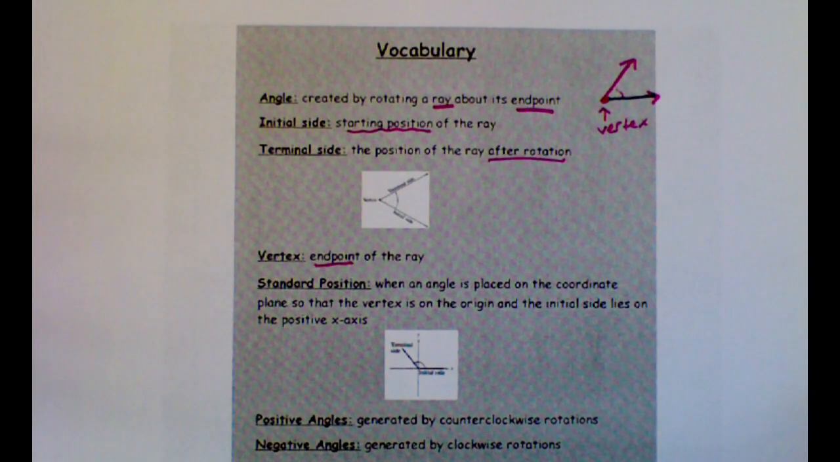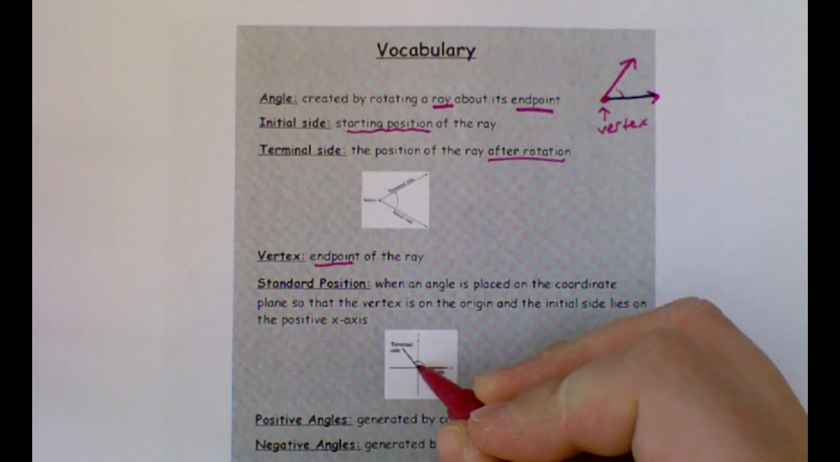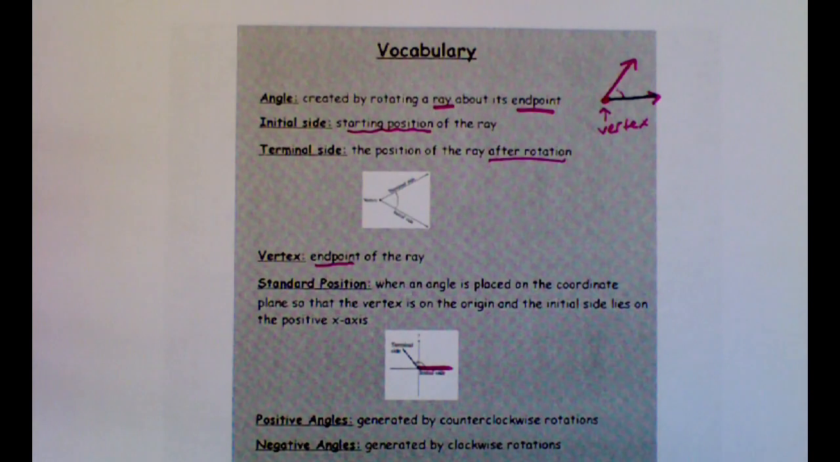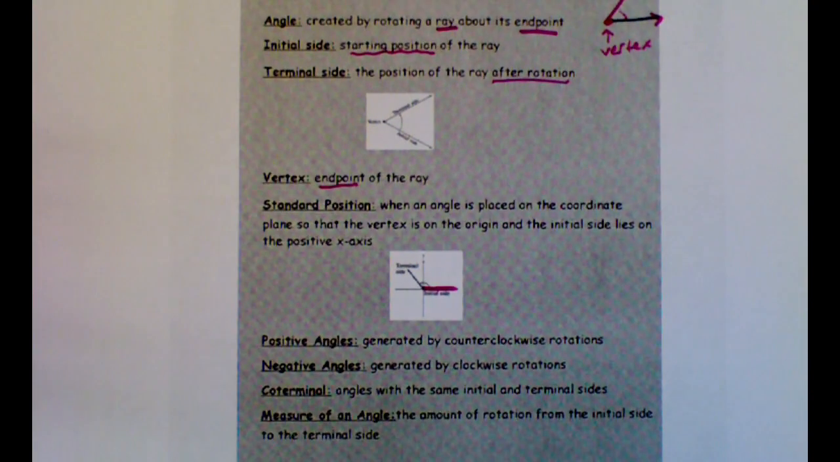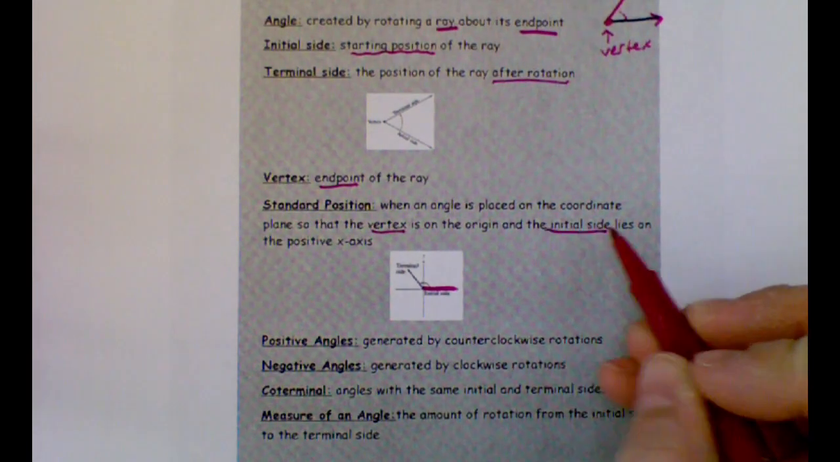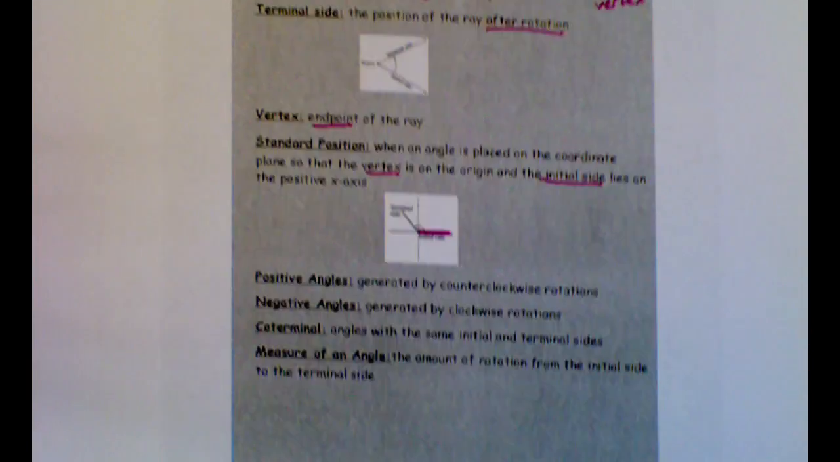Standard position is when an angle is placed on the coordinate plane so that the vertex is on the origin and the initial side lies on the positive x-axis. So initial side is right there on the x-axis. The terminal side is wherever else. I guess vertex on the origin, initial side on positive x-axis is what you're writing in.